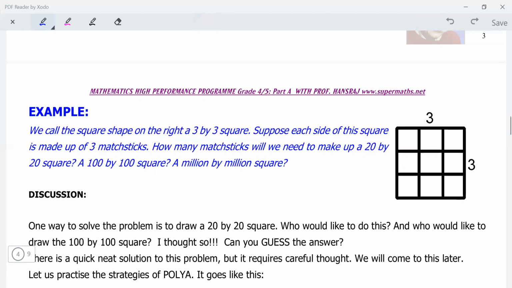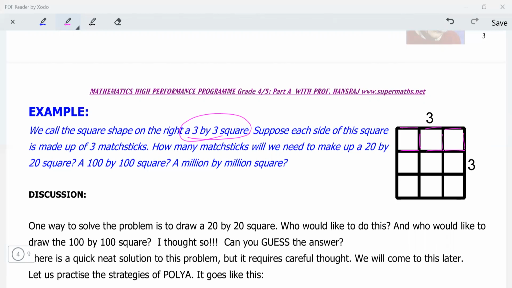Now, in this example, what we have is a 3 by 3 square. We call it a 3 by 3 square because there are 3 blocks on the side and 3 blocks going downwards. So 3 by 3, that makes 9 blocks altogether. And this shape is actually made up of matchsticks. The question is, how many matchsticks are making them up? Well, 1 is there, 2, 3, 4, 5, 6, 7, 8, 9. Carry on counting. How many matchsticks are there in a 3 by 3 square?